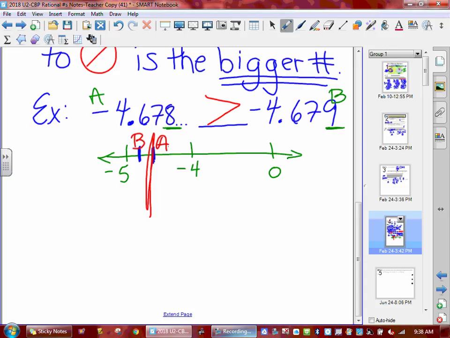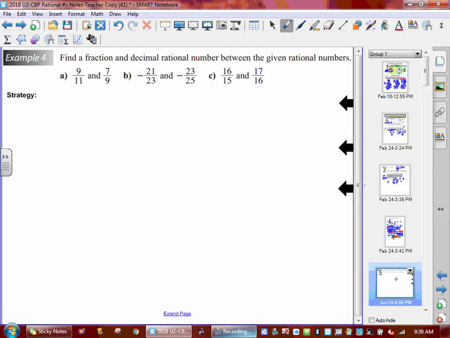Now, how do we find a decimal or a fraction between two numbers they tell us? Well, strategy, first thing we got to do is change them all to decimals. Okay, so that's the first thing we got to do. We got to change them all to decimals. Now, you guys have the answers. You've got the solutions for all of them. So I'm just going to walk through and see what they've done.